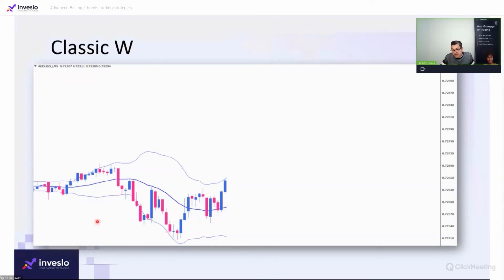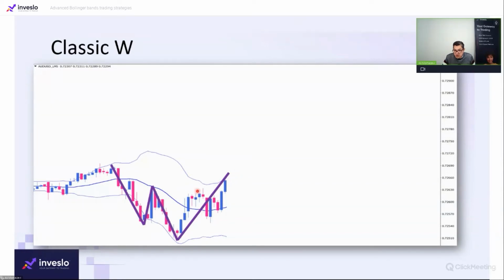Price then pulls back towards the middle band or higher, as you see here, and creates a new bottom which holds above the lower band. This is our first bottom here, this is our second bottom here, a higher low, a higher relative low in terms of Bollinger Bands. And you see, by connecting these tops and bottoms, we can define a beautiful W-shaped pattern here.